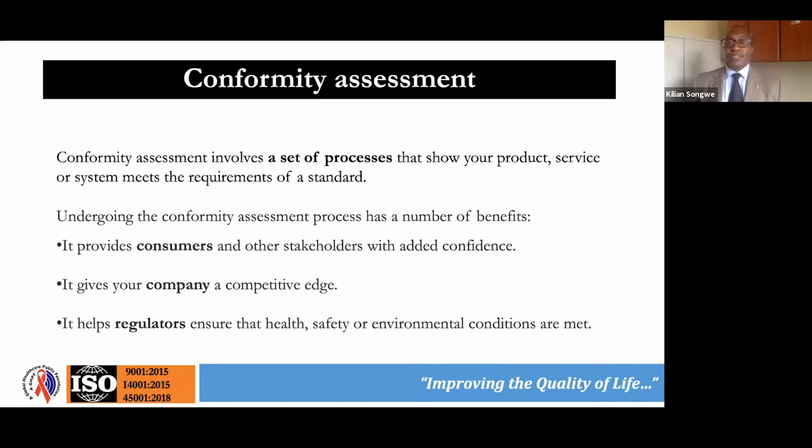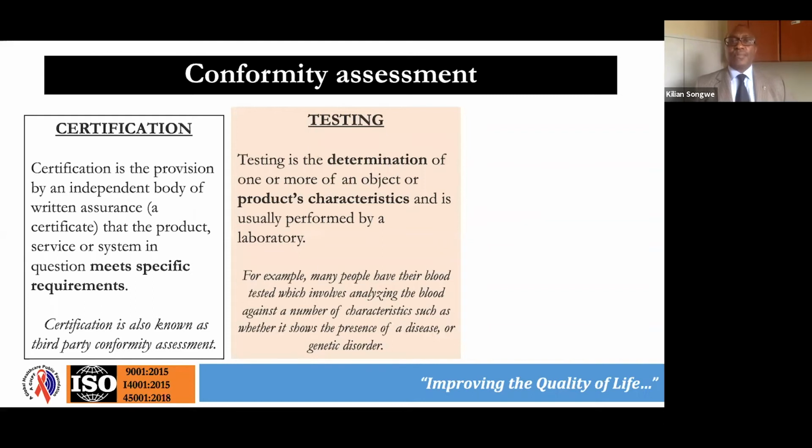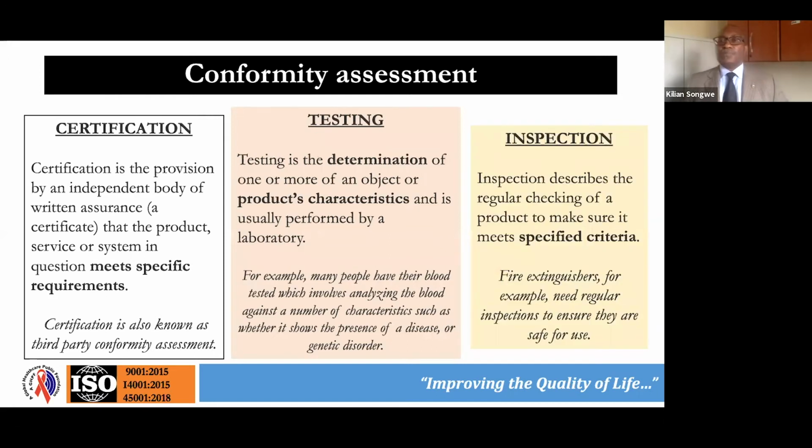And that's why, just like we saw a few seconds ago in the previous slide, there's been an 8% jump in the number of certified companies between 2015 and 2016, almost 1.6 million. And then, of course, it helps regulators to ensure that health, safety, or environment conditions are met. Because if you're certified to one of the standards, it means you've actually ensured that you've put a lot of processes in place. So talking about conformity assessments, there is the certification process, which I mentioned earlier on. There is testing as well: determination of one or more of an object or product characteristics. That's what happens with testing. And then there is inspection. So you have three different things going on here: certification, testing, and inspection.